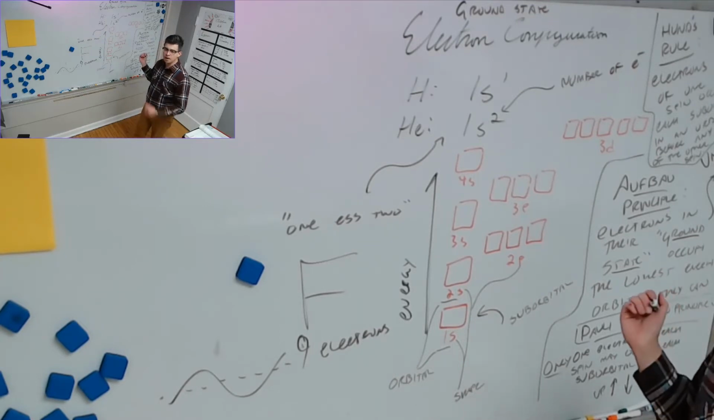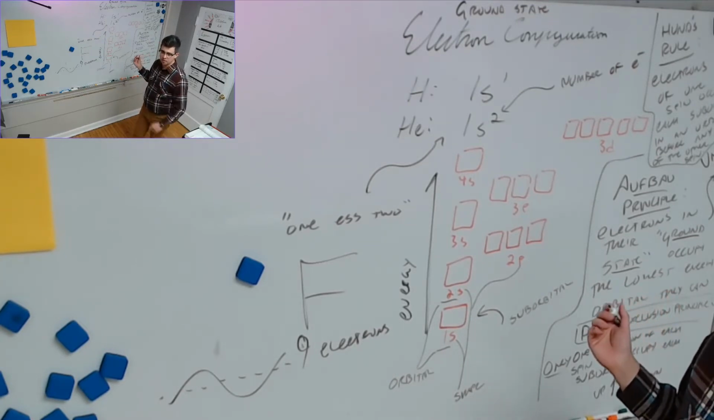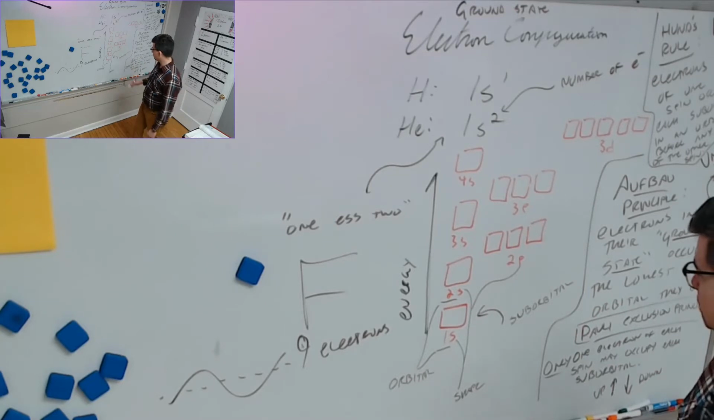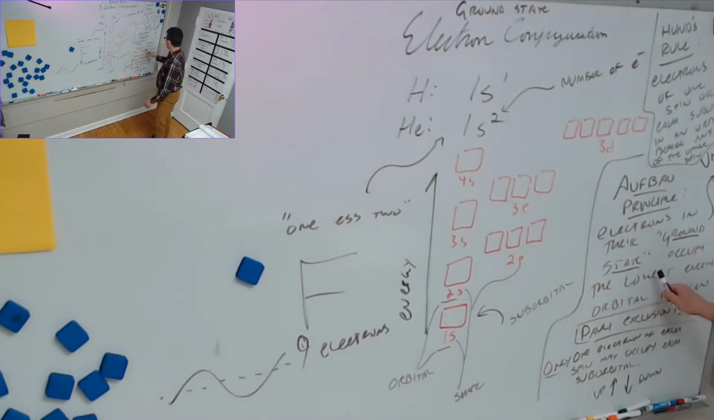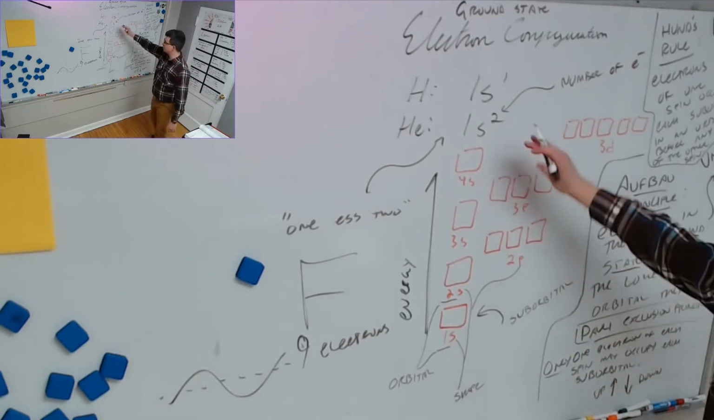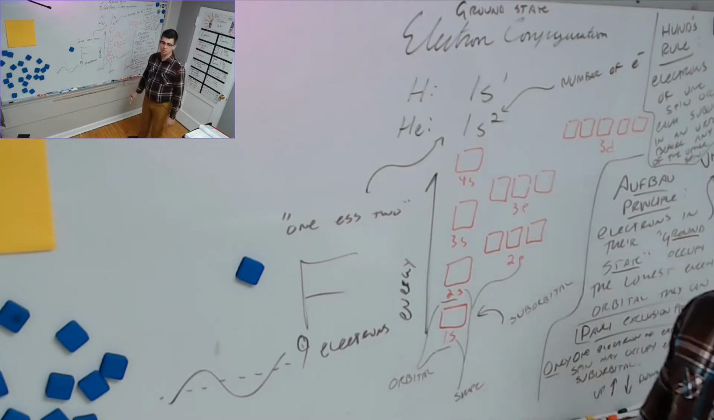So according to the Pauli exclusion principle, where do I put the electrons? Well, we start with the lowest energy orbital they can. This is empty right now. What's the lowest energy orbital it can?